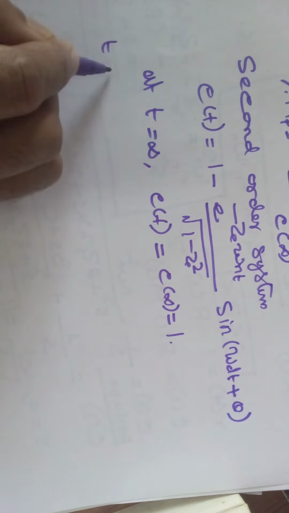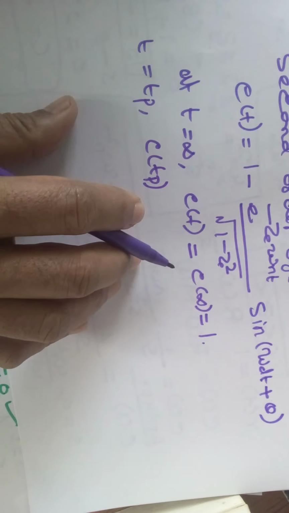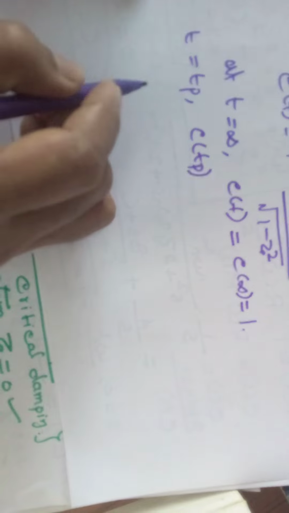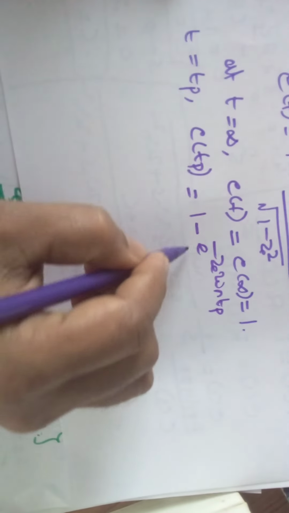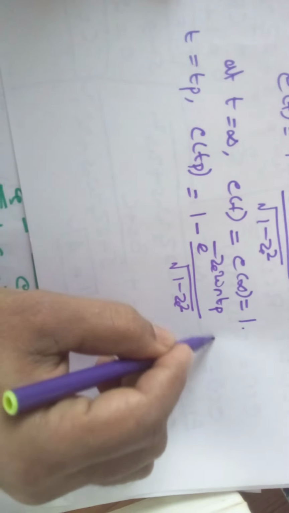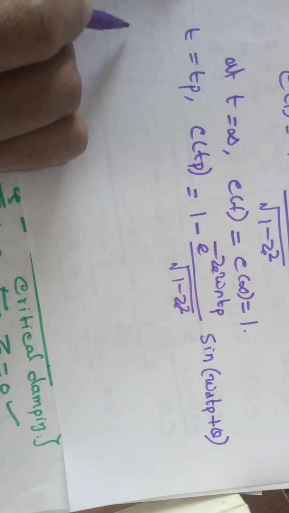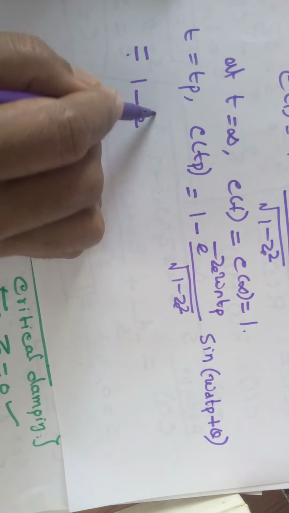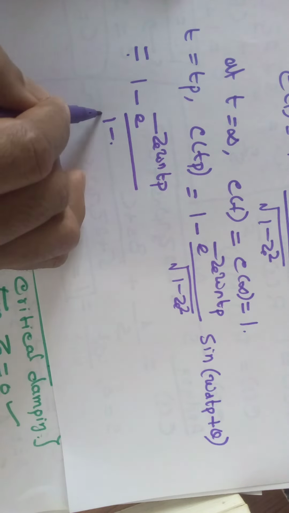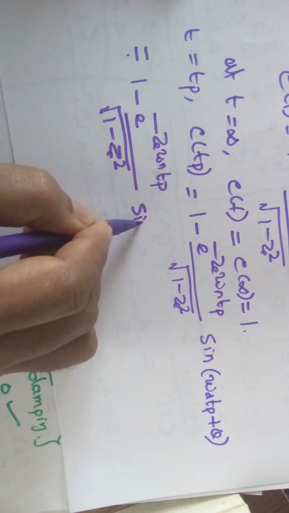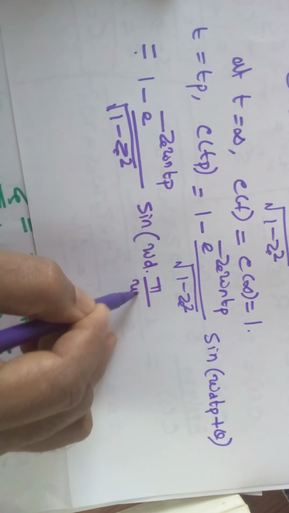Similarly, you need to calculate at t equal to Tp what C of t is. That is C of Tp, the response at time t equal to Tp. Understood? So it is equal to 1 minus e power minus zeta omega n Tp, divided by square root of 1 minus zeta square, into sin of omega d Tp plus theta. Here Tp is the value you already calculated in the previous derivation, that is pi by omega d, plus theta.